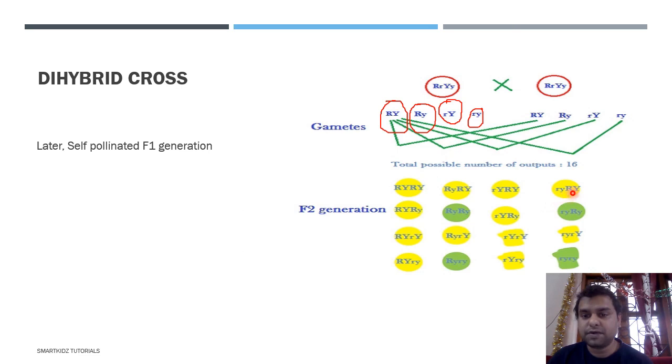This is round and yellow, 1, 2, 3, 4, 5, 6, 7, 8 and 9. So there are 9 round and yellow seeds. How many are round but green seeds? So here 1, 2, 3. Okay. And how many are wrinkled but yellow seeds? So we have wrinkled and yellow, right? So we have 1, 2 and 3. And how many are wrinkled as well as green?